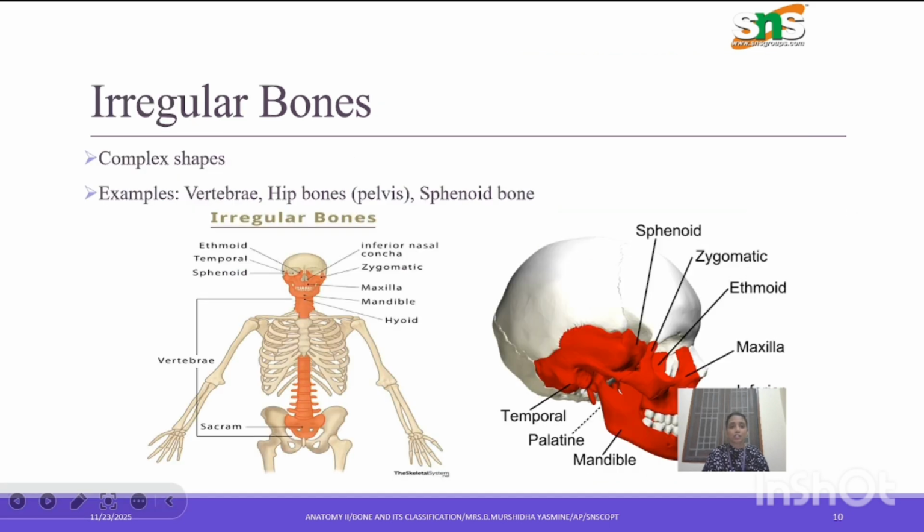The next classification is irregular bone. Irregular bones are complex shaped bones which don't have any clear structure or shape to define. Examples are vertebrae, hip bone which is called the pelvis, and the sphenoid bone in the skull. This picture also shows you clearly the markings of the irregular bones.